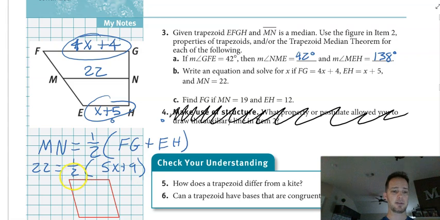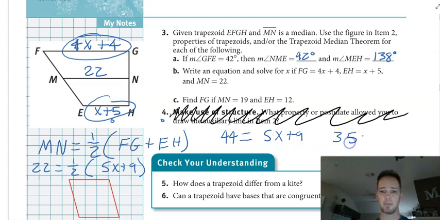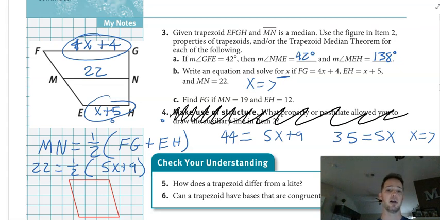If I multiply both sides by 2, I get 44 equals, and multiplying by 2 here just cancels out the 1/2, 5x plus 9. Subtract 9 from both sides. Divide by 5, we get x equals 7. So I have found out that x equals 7. And if you're not sure if you did this algebra correctly, you can obviously plug it back in just to make sure that 22 is the average of these values.